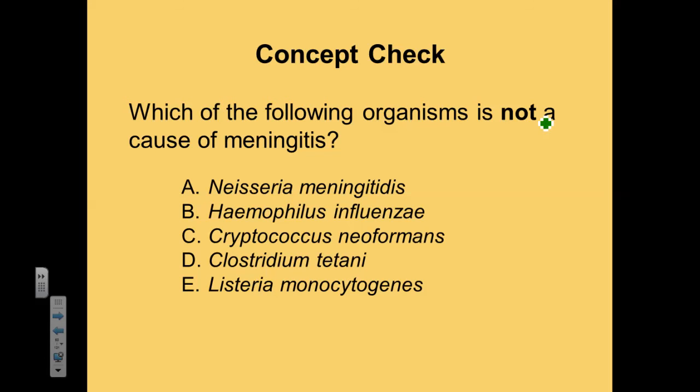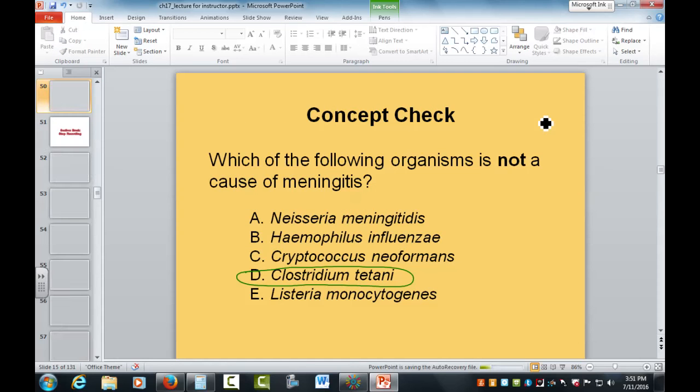5, 4, 3, 2, 1. Okay, class. The answer is Clostridium tetani. Clostridium tetani does not cause meningitis. It causes tetanus. The other 4 bacteria, or pathogens I should say, listed here are all known causes of meningitis.